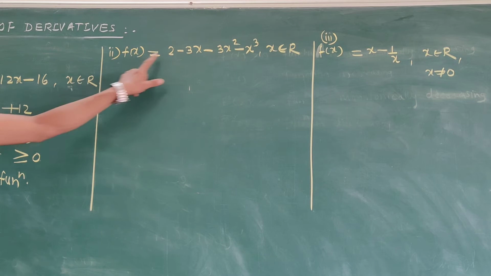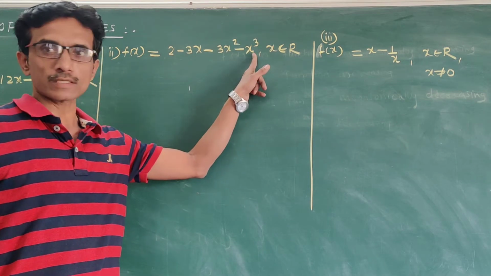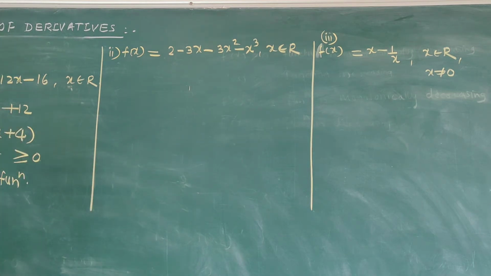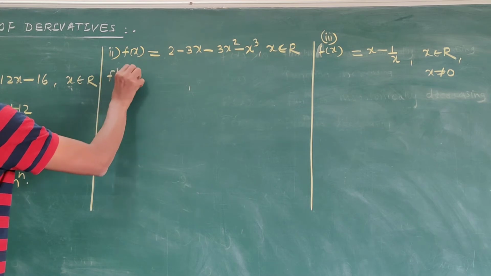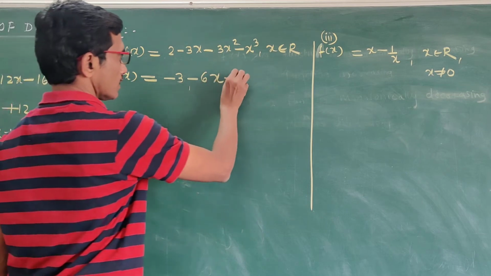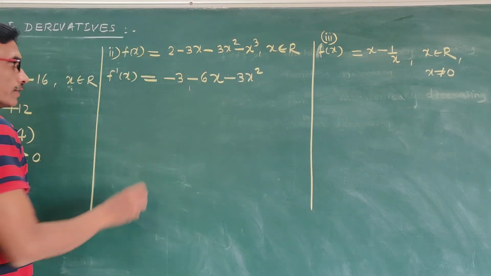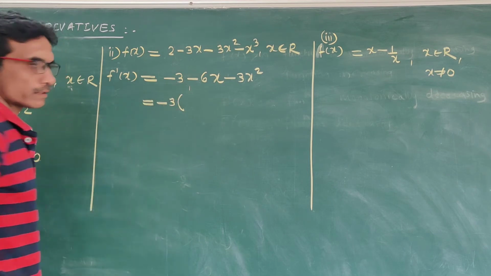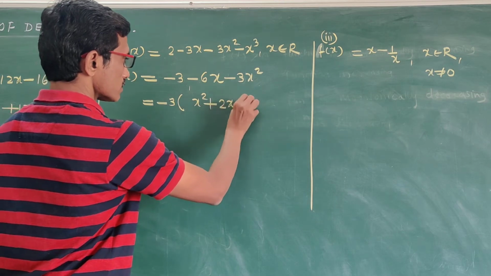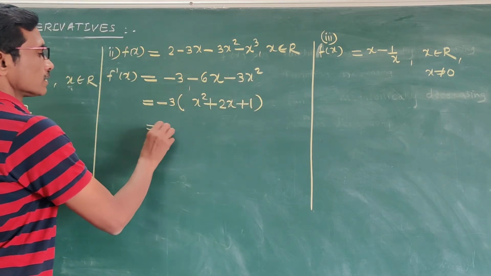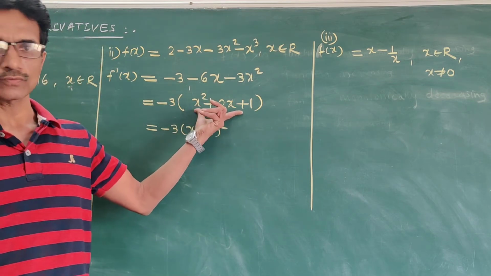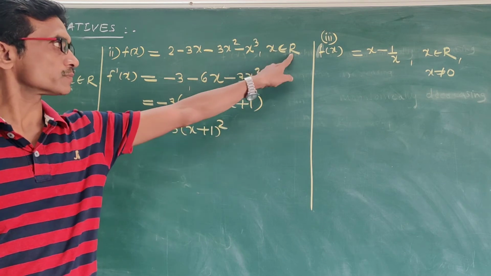Second sub-question: f(x) = 2 − 3x² − x³, where x belongs to R. You have to check whether the function is increasing or decreasing. What is f'(x)? It is −3 − 6x − 3x². Taking −3 common, we get x² + 2x + 1, which is −3(x + 1)².